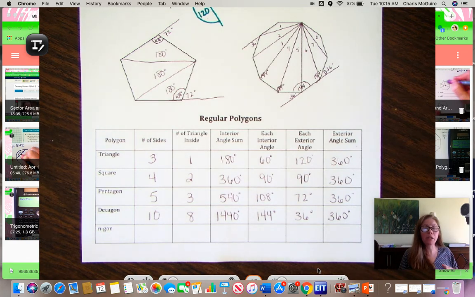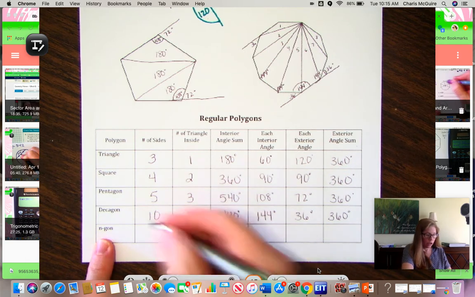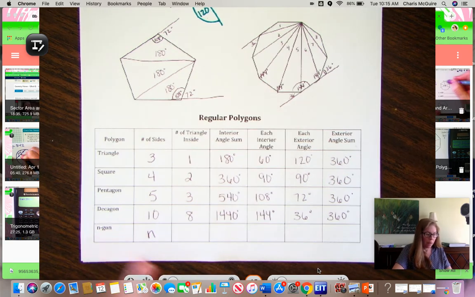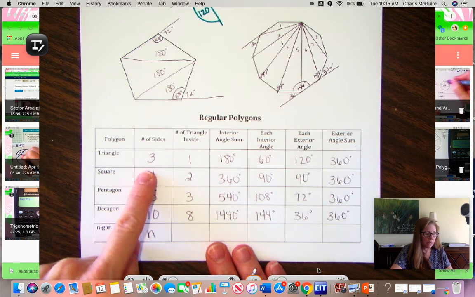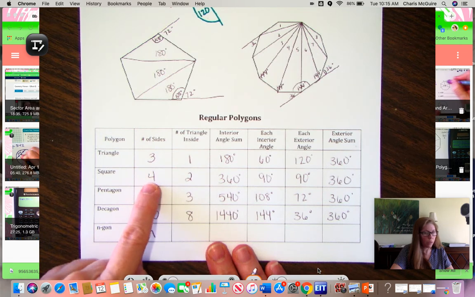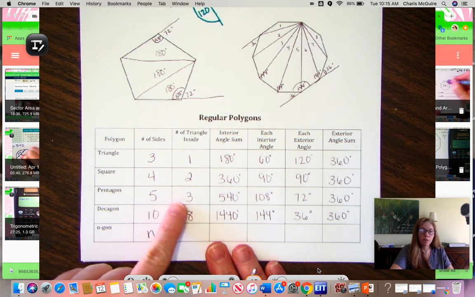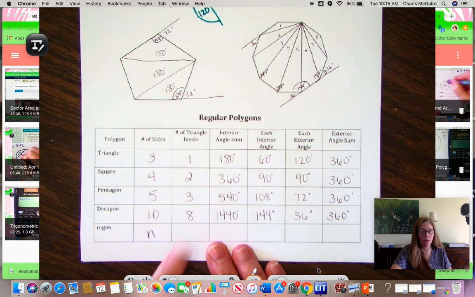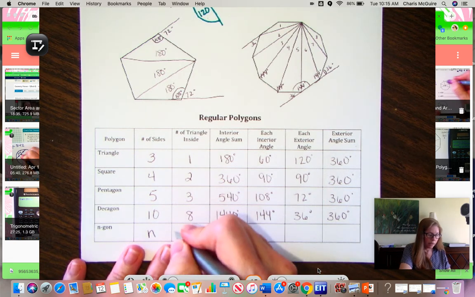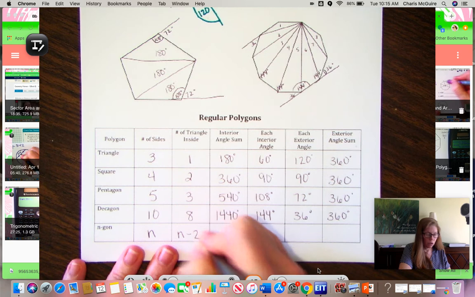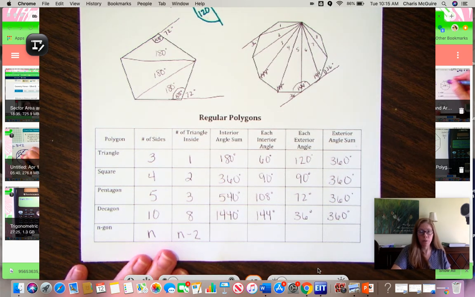All right, so now what we're going to do is take what we've learned from these 4 regular polygons, and talk about what it would look like if we had just n number of sides. If we had an n-gon, we don't know how many triangles that would be. So look at the pattern that you see here. 3 sides has 1 triangle, 4 sides, 2 triangles, 5 sides, 3 triangles, and 10 sides, 8 triangles. So it looks like we take the number of sides and subtract 2. And that's how many triangles we're going to have.